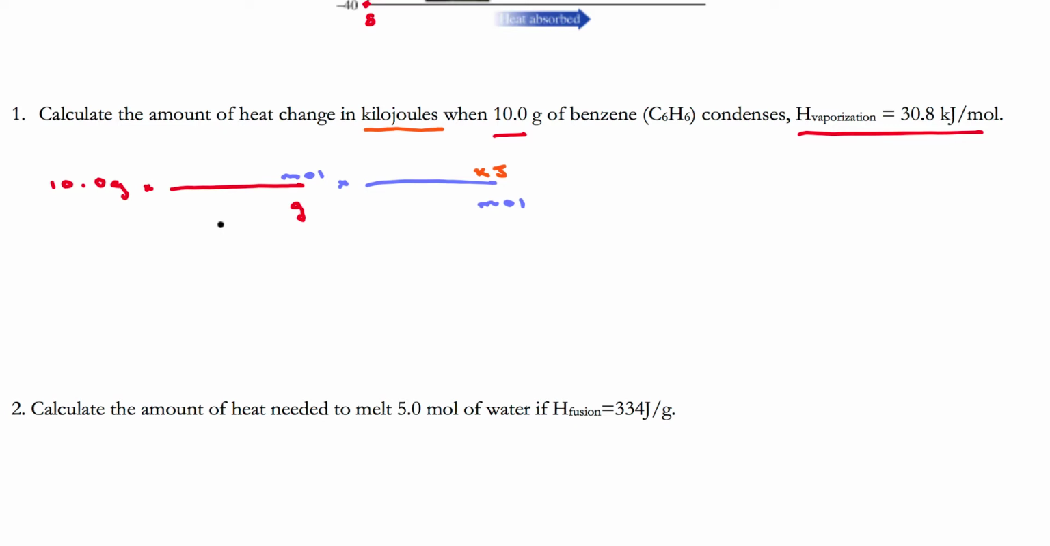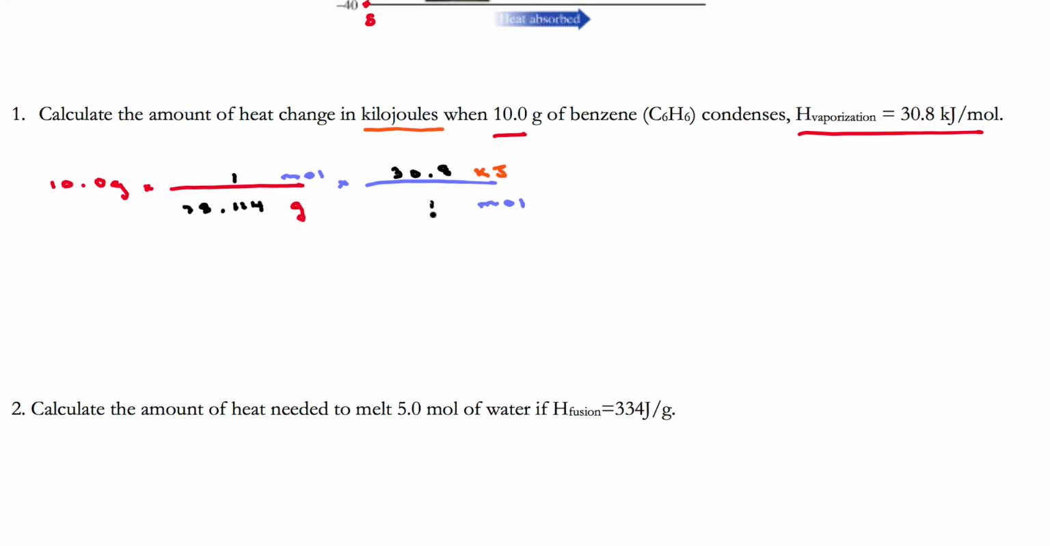Let's plug in these relationships. Grams to moles. To go from grams to moles, I need the molar mass of benzene, which is C6H6. The molar mass of carbon is 12.011. I need to multiply that by 6 because I have 6 carbons. And I'm going to add to that the molar mass of hydrogen, which is 1.008 times 6. So the molar mass I get for benzene is 78.114 grams for every 1 mole. Then my heat of vaporization is 30.8 kilojoules for every 1 mole.